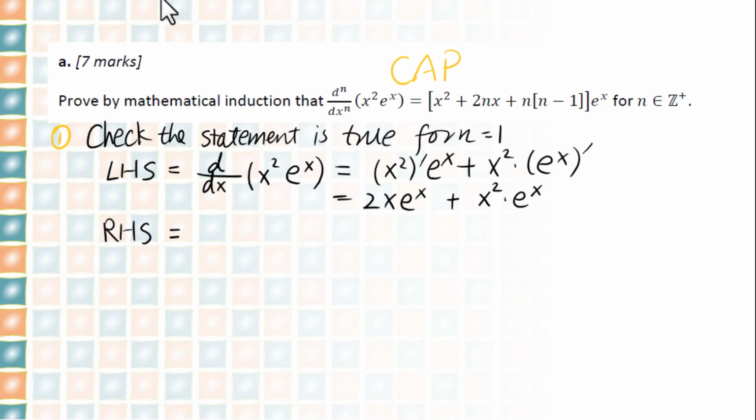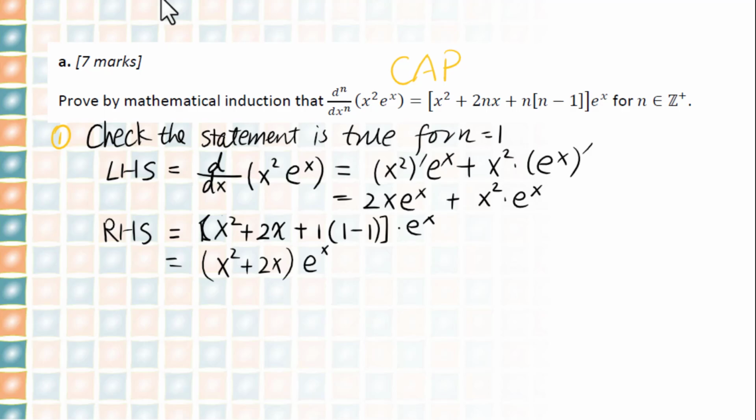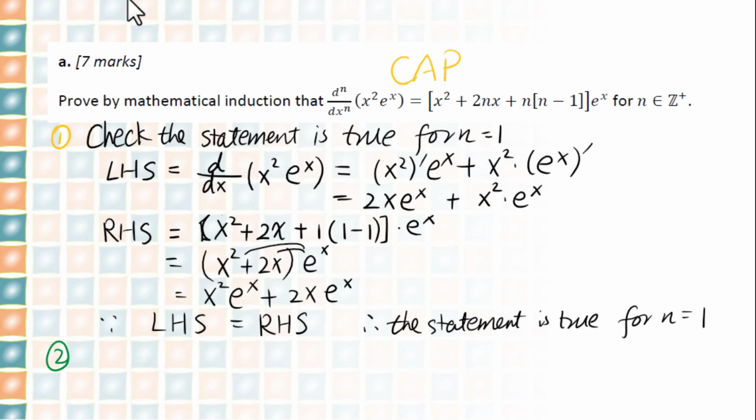Right-hand side of the statement, when n equals 1, we get x squared plus 2 times 1 times x, that is 2x, plus 1 times 1 minus 1, times e to the x power. Simplify: x squared plus 2x times e to the x power. Distributive property: x squared e to the x power plus 2x times e to the x power. Because left-hand side equals right-hand side, the statement is true for n equals 1. Let's go to the second step.